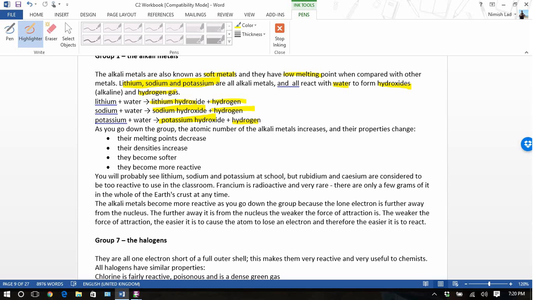Alkali metals are more reactive as you go down the group because that one single electron, the group 1 electron in the outer shell, is further away from the nucleus. Therefore, it reacts a little easier to actually leave and join another ion for ionic bonding to take place. The further away it is from the nucleus, the weaker the force of attraction. The weaker the force of attraction, the easier it is to lose the electron. Therefore, the more reactive it is.